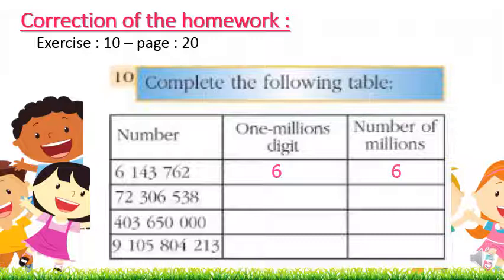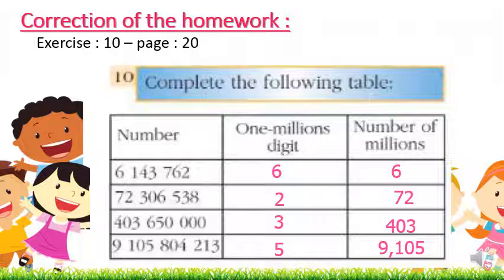The second one, which one is the 1 millionth digit? It's 2. While the number of millions, all the digits in millions, is 72. The third number, the 1 millionth digit is 3, while the number of millions is 403. The last one, we have in the 1 millionth digit 5, but the number of millions is 9,105. We also take the number of billions.